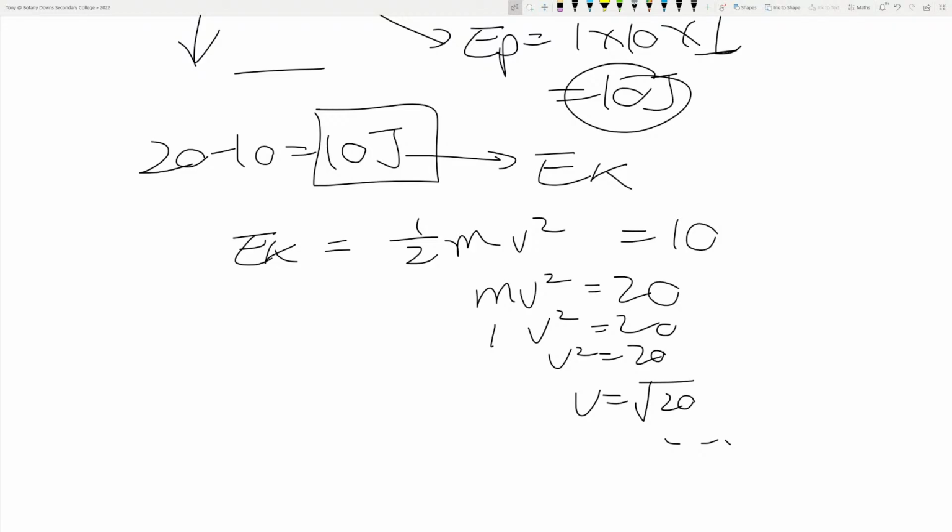What do you mean, Tony? Level 2, does a question appear where it says you need to calculate the gravitational force? How do you calculate it? Mass times gravity. Gravitational force is mass times 10.